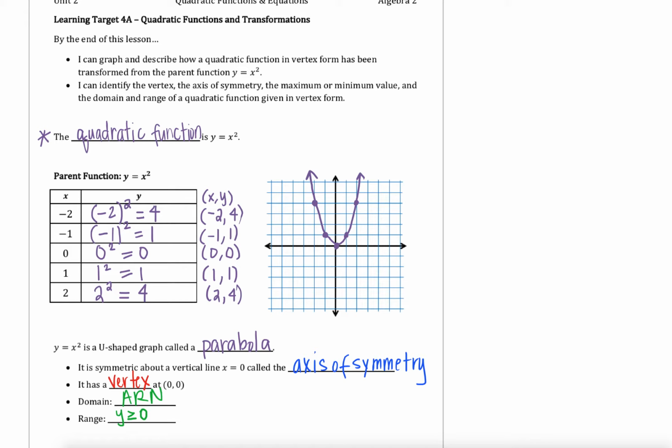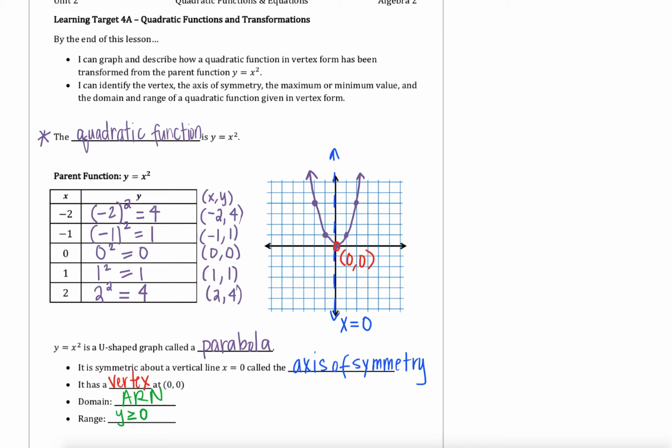Just like the absolute value graph, we have an axis of symmetry. This parabola graph is symmetric about the vertical line x equals 0. If we draw that in on our graph, remember our axis of symmetry is the line where if we were to fold our graph in half, we would get a mirror image on either side. So we still have that axis of symmetry at x equals 0. A parabola also has a vertex, and for the parent function, that vertex is right there at 0, 0. In this case, this happens to be the lowest point on the graph, and we would call this a minimum since it's the lowest point.